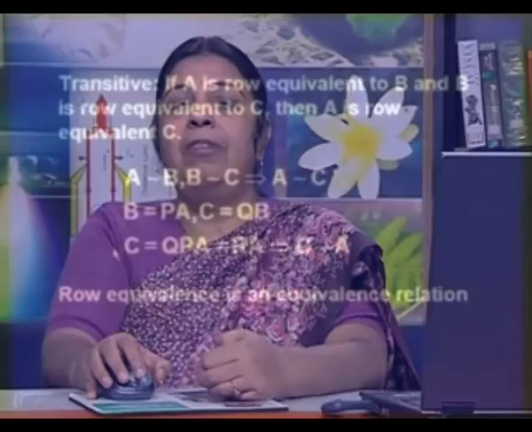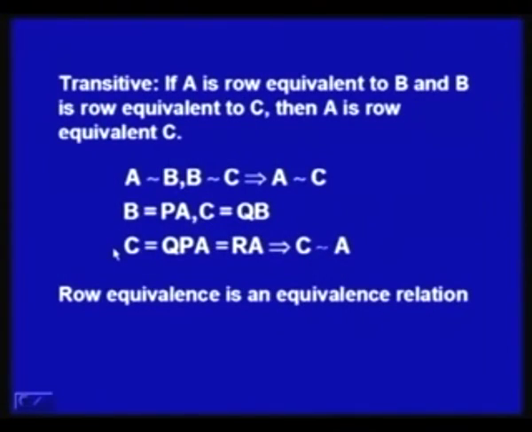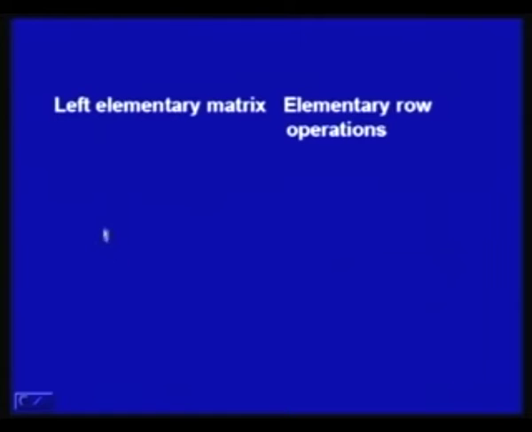So, we have proved the reflexive property, the symmetric property and the transitive property, and this means that row equivalence is an equivalence relation. Now, in all this discussion we are applying elementary row operations. Actually, in the same way one can define elementary column operations.